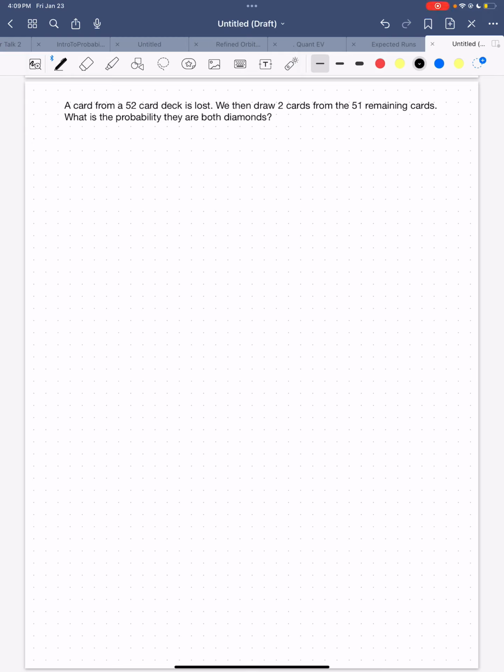So here's maybe a tricky probability problem. A card from a 52 card deck is lost. We then draw 2 cards from the 51 remaining cards. What is the probability that they're both diamonds?